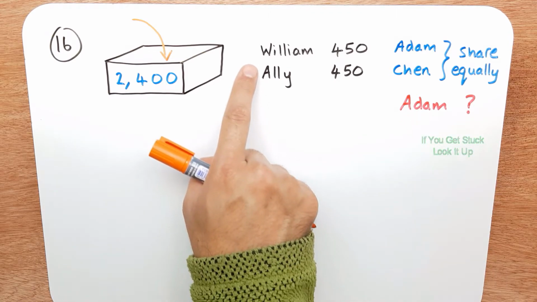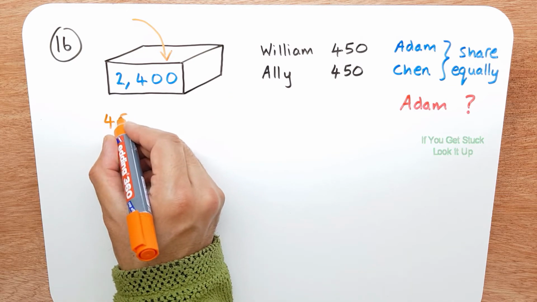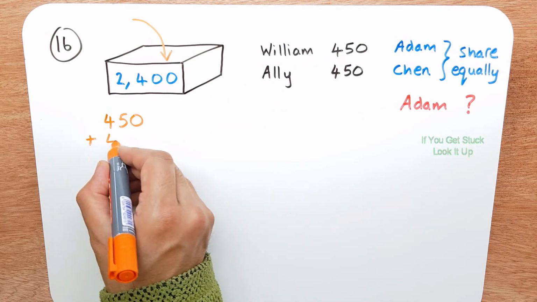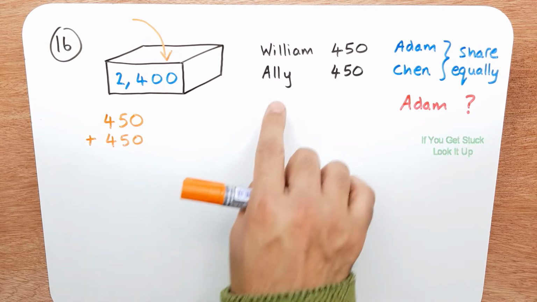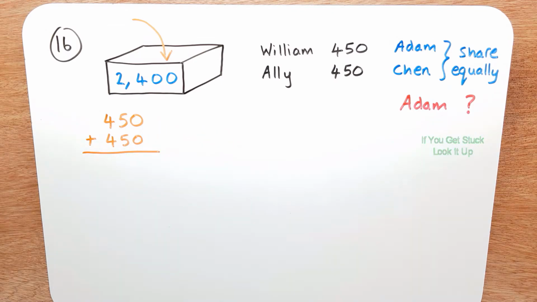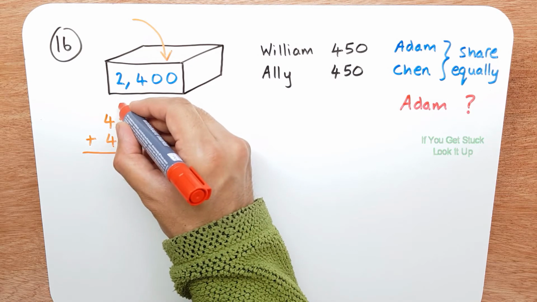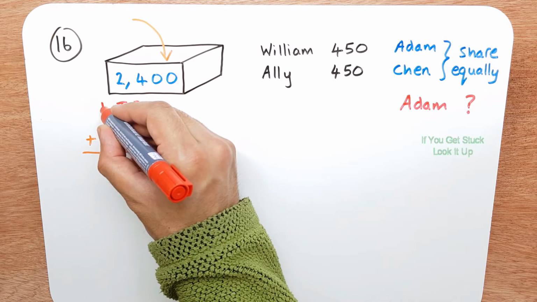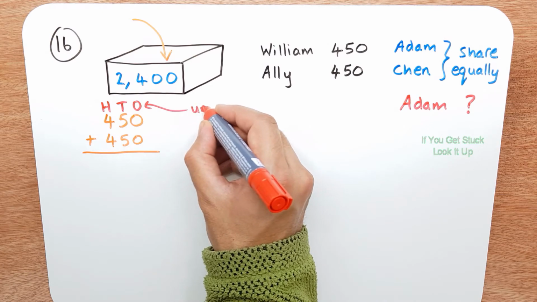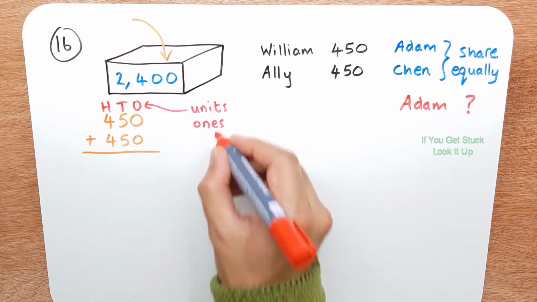So let's look at how much William and Ali take out. So we need to do 450 that William took out, and we need to add it to 450 that Ali took out. So this is our column addition. So what I'm going to do is label up the columns. So that's your ones column or the units column. This is your tens column, and this is your hundreds column. So let me just highlight this here. That is the units column, and some children now call it the ones column.